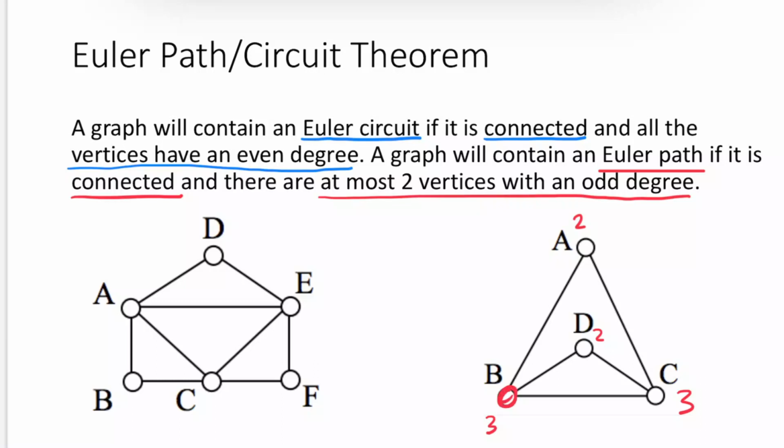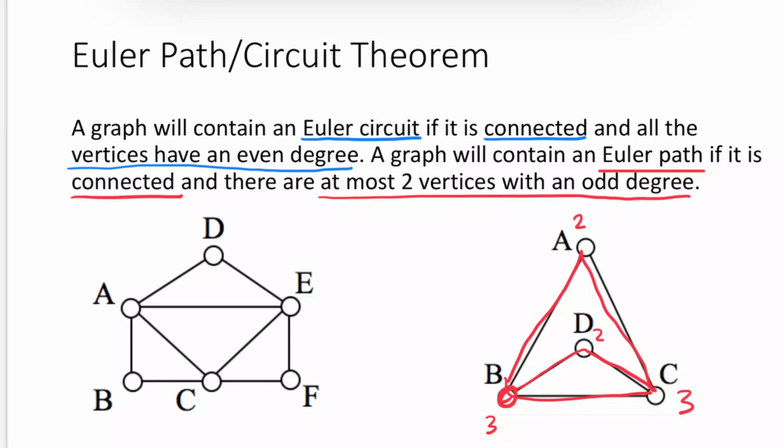Well, I can go in and out of D, and then I can go in and out of A, and I can end at vertex C. So if I have 2 vertices with an odd degree, then I could do a path, but it won't be a circuit because I didn't end up back where I started. Because the 2 vertices with the odd degree either have to be the beginning or the ending point of my path.